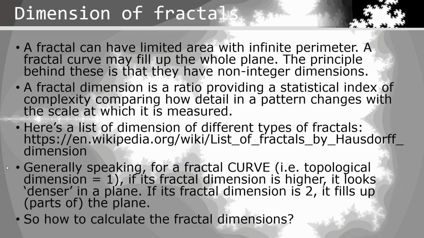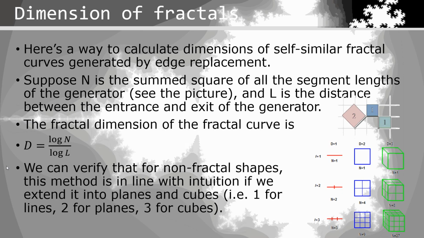So how to calculate the fractal dimensions? Here's a way to calculate dimensions of self-similar fractal curves generated by edge replacement. Suppose n is the summed square of all the segment lengths of the generator, see the picture, and L is the distance between the entrance and exit of the generator. The fractal dimension of the fractal curve is log L divided by log n. We can verify that for non-fractal shapes, this method is in line with intuition if we extend it into planes and cubes, that is, 1 for lines, 2 for planes, 3 for cubes.